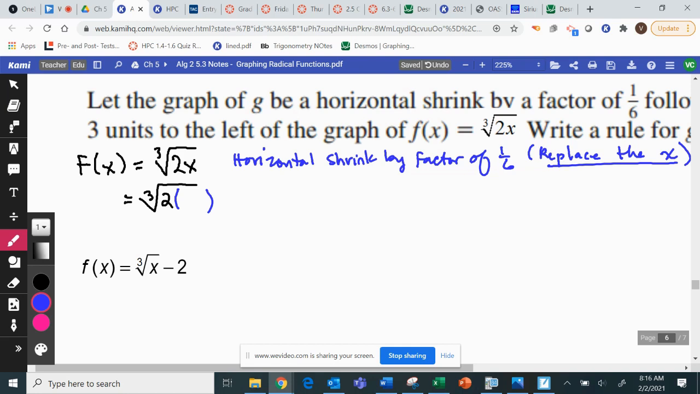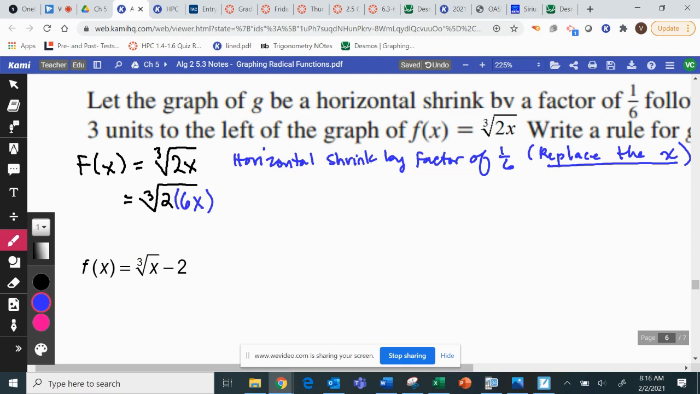So this is saying we're doing a shrink of 1/6. Because horizontal is always opposite, what number is going to go into the problem? Out loud. 6. Now it won't just be 6. No. It won't just be 6. It will be 6x. Because we're going to replace the x with another x. It's just going to have stuff with it.